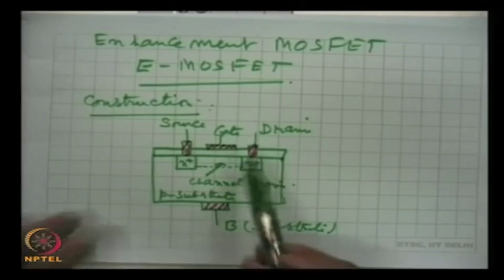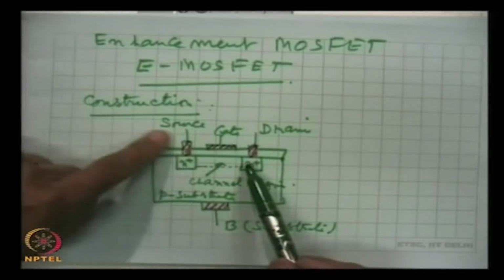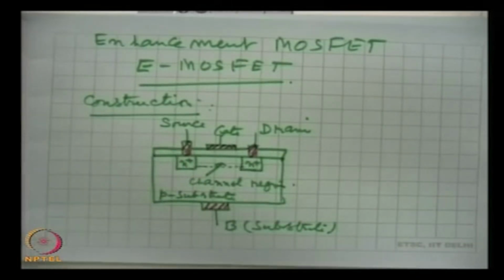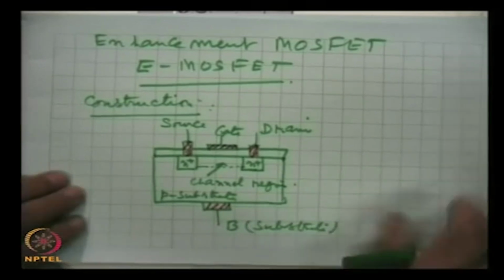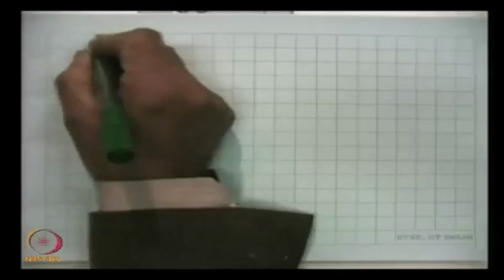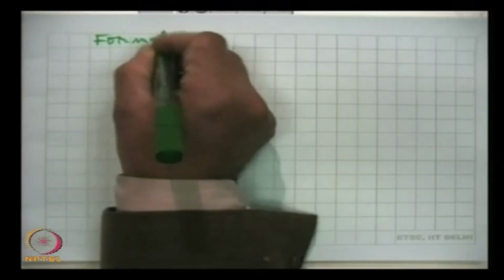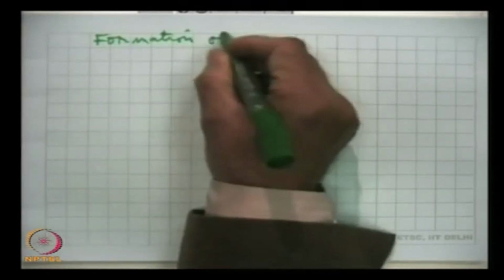We will forget for the time being the voltage VDS, we are not applying. We will show you how a channel can be formed by the application of a positive voltage between source and gate. So, what we are talking is formation of channel.